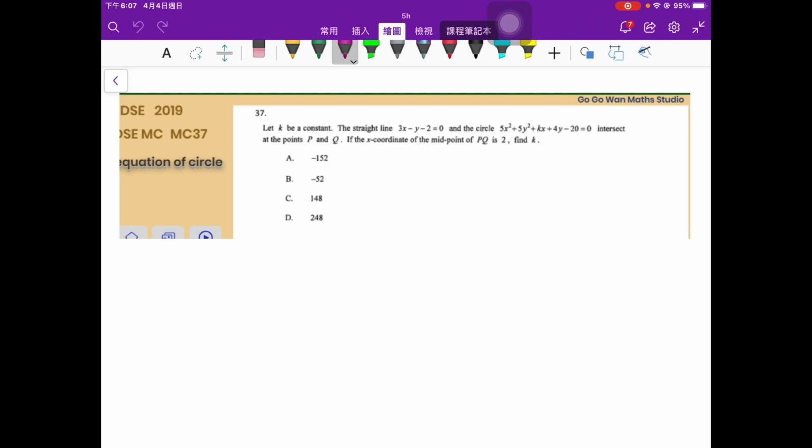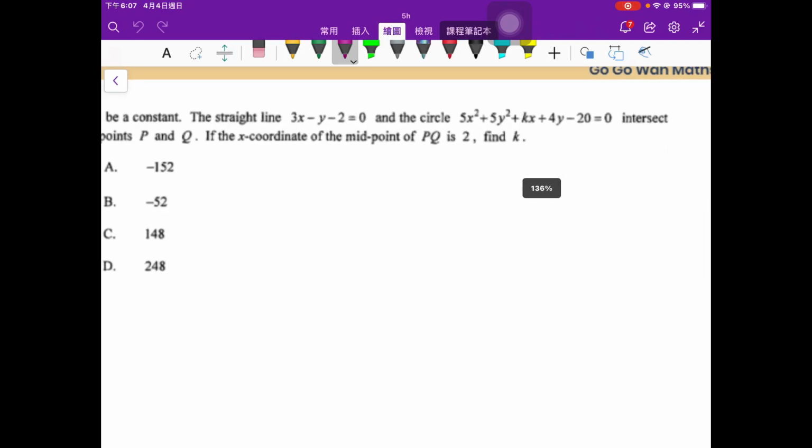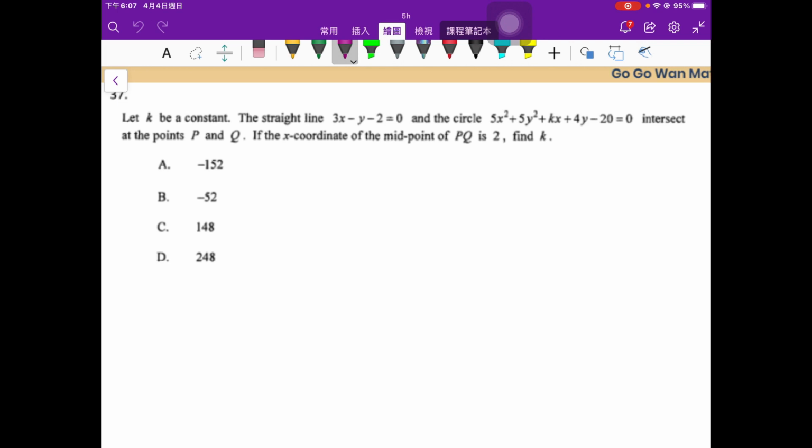DSE 2019, Paper 2, Question 37. The question is about the intersection of the straight line and the circle. The question gives another piece of information, which is the midpoint.